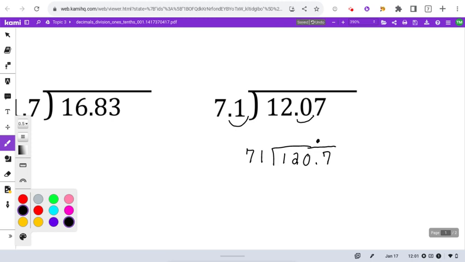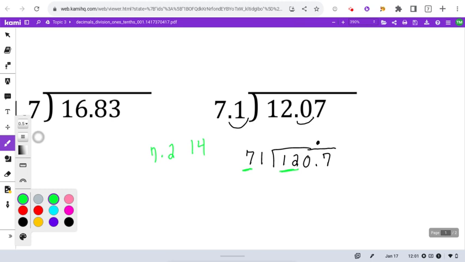Okay, now let me look at the number here, 7, and the number here, 12. So I should already know that 7 times 2 is 14, and that would be too much. So am I going to do 71 times 1? Let's see if that's going to work out. 71 times 1. And you shouldn't even need to show any work for that, right? Because you know 71 times 1 is 71.